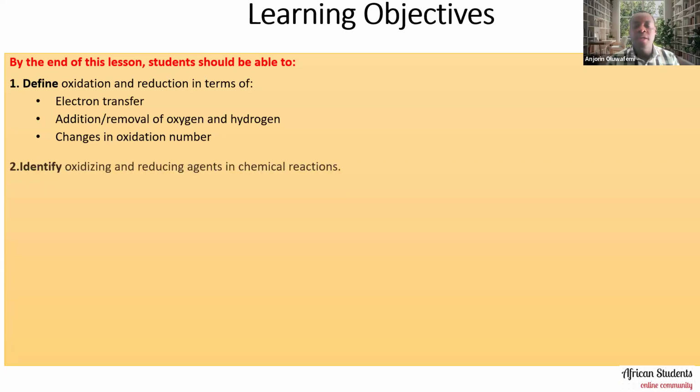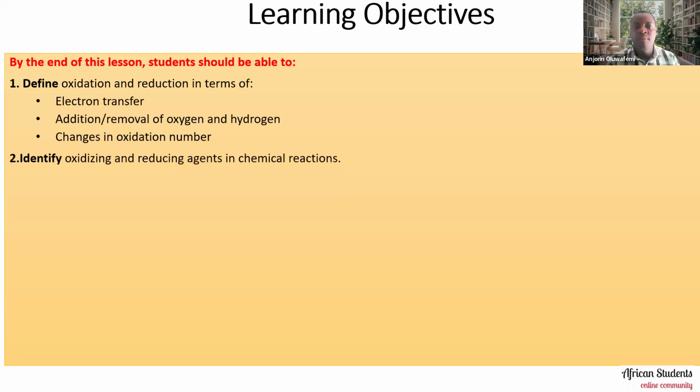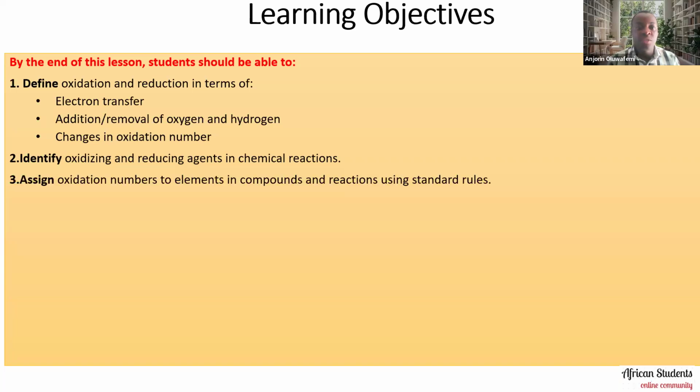Secondly, you should be able to identify oxidizing and reducing agents in chemical reactions. And then thirdly, you should be able to assign oxidation numbers to elements in compounds and reactions using standard rules. And we're going to be going through those rules as we go along in this lesson.